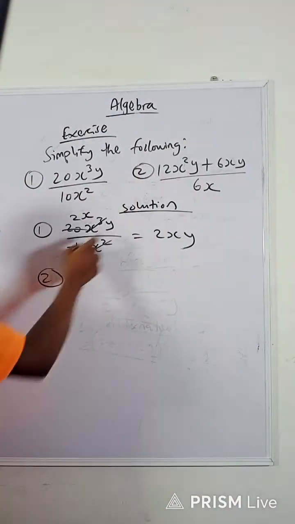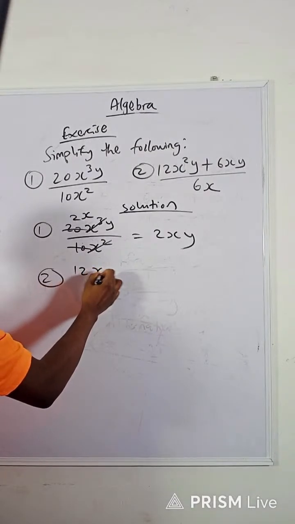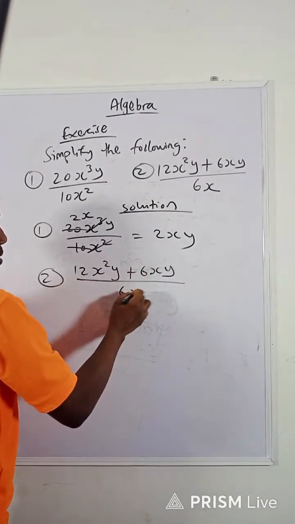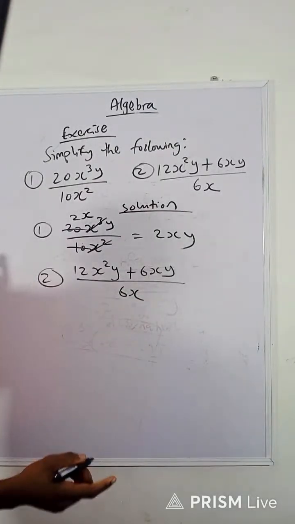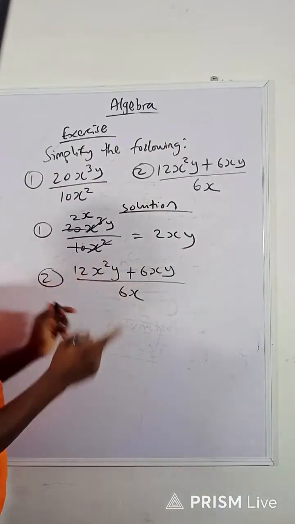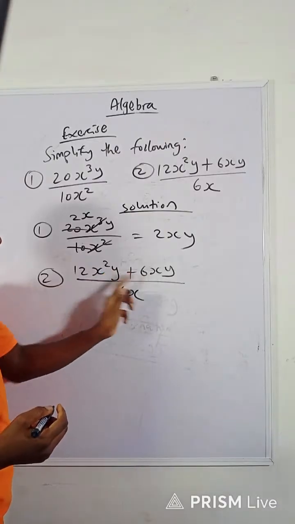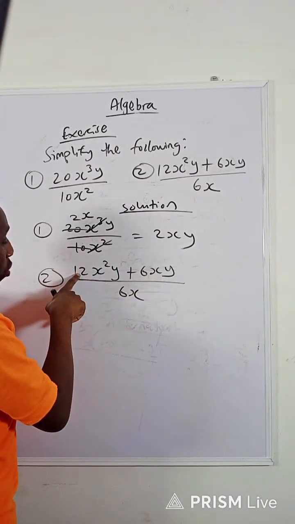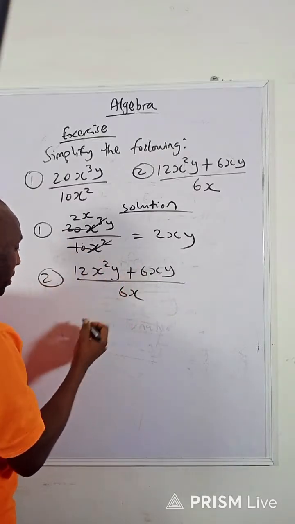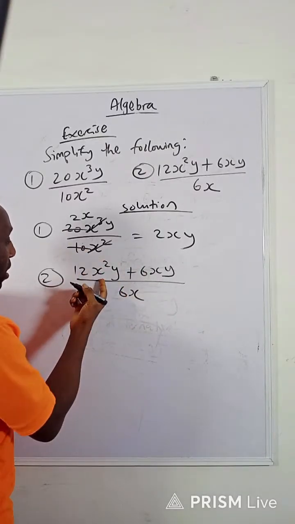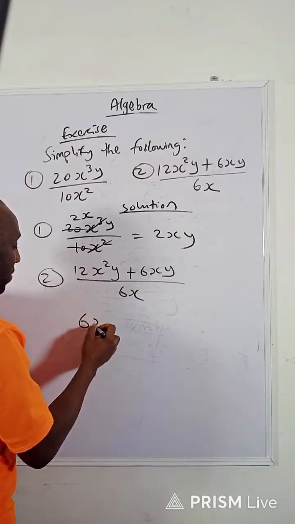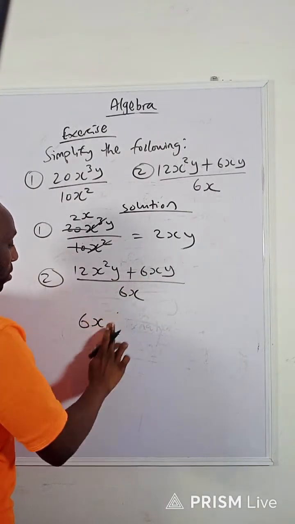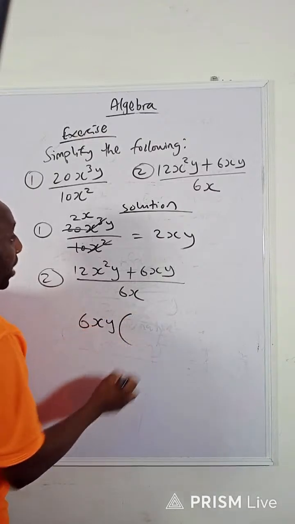All right, let's try another one. This is 12x squared y plus 6xy over 6x. So you know what I'm going to do? Let's just use the one that will make us factorize what we have in the numerator. So what's common between this and this? Look at the coefficient first, 12 and 6. 6 is common. Let's factor that out first. x squared and x, let's factor that out. And y, let's also factor that out. Bracket.